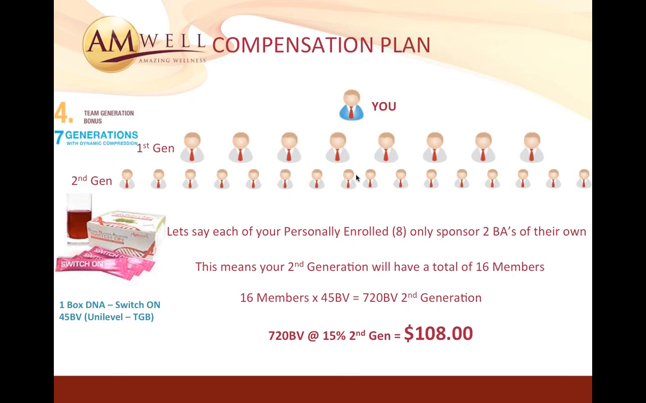Your second generation earnings are 15%. That means that you get $108 if everybody follows this on just your second level alone. So on your second generation, you have 16 members at 720 business volume. 15% of that gives you $108 in commissions.